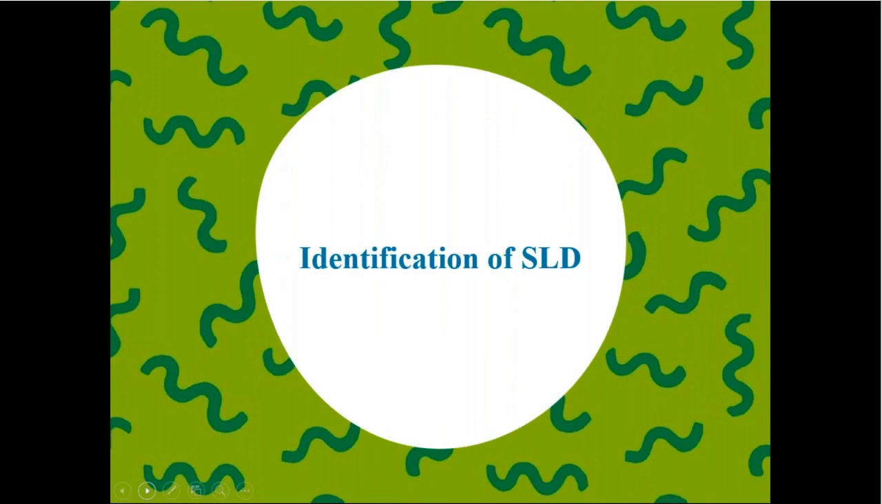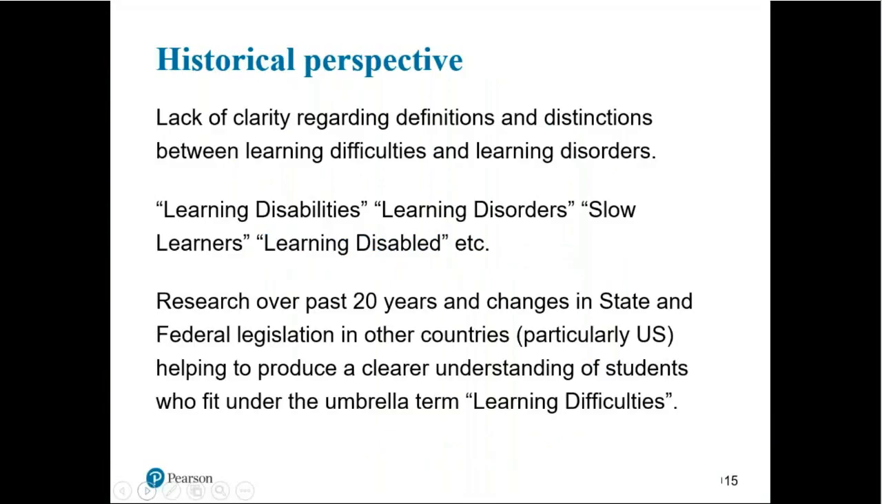So we know that SLD has some fairly distinctive features, but how do we identify these students in our classroom? Unfortunately, there has been a little bit of lack of clarity regarding the definitions and distinctions between learning difficulties and disorders, particularly here in Australia. And there have been a large number of terms that have been used to refer to these students. For example, learning disabled, or having a learning disability, a quote slow learner, a learning disabled child, etc.